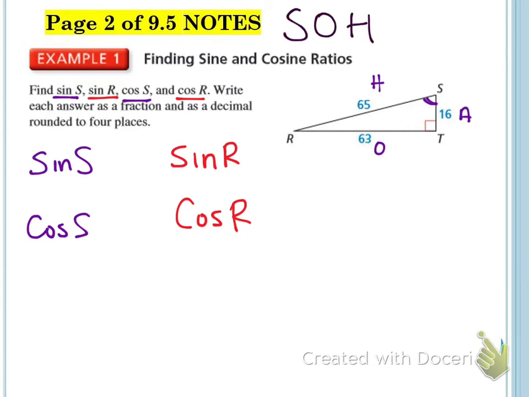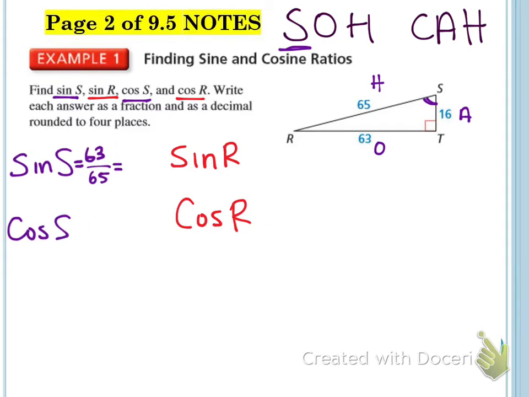So we're doing SOH and CAH. Sine will be opposite over the hypotenuse. So 63 over 65. This does not reduce. But what is it as a decimal? It says rounded to 4 places. So 0.9692.